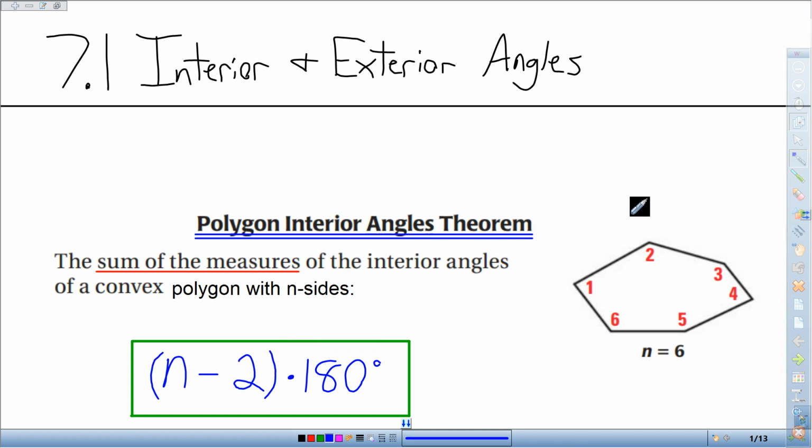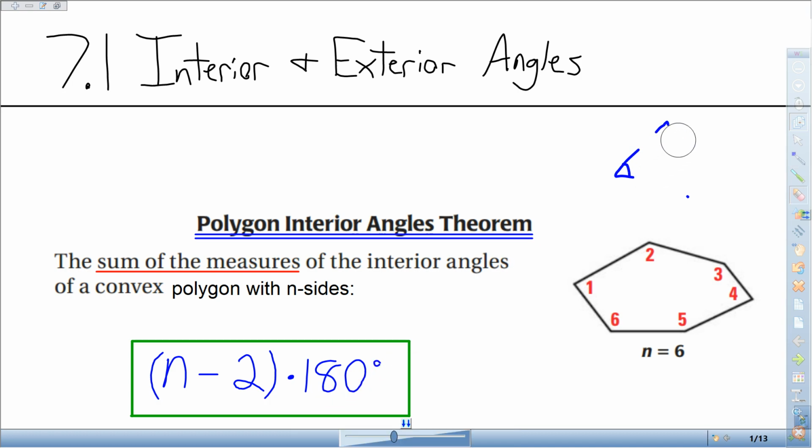If you guys remember, we've been focusing a lot on triangles. One thing that we've memorized about a triangle is that its interior angles, the three angles of a triangle, add up to 180. Though, if we were to plug in 3 for our n, we could get that answer as well. 3 minus 2 is 1. 1 times 180. We get that the interior angles of a triangle add up to 180.